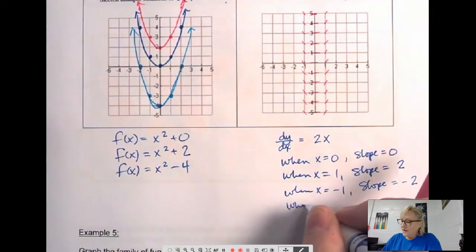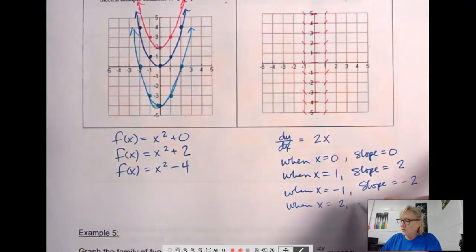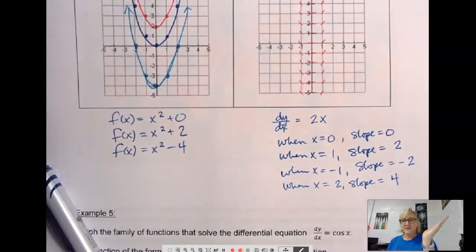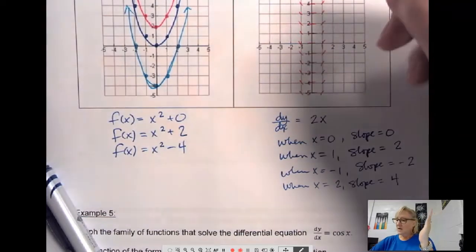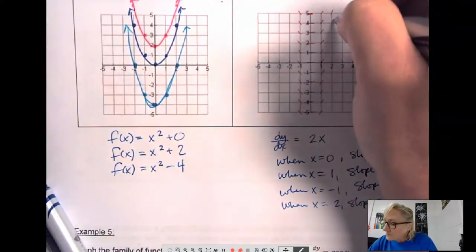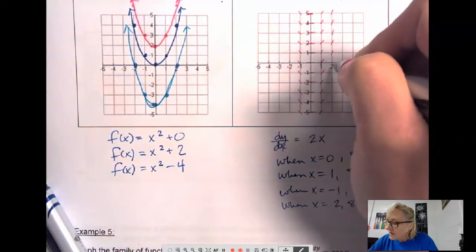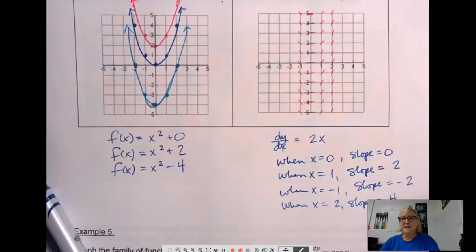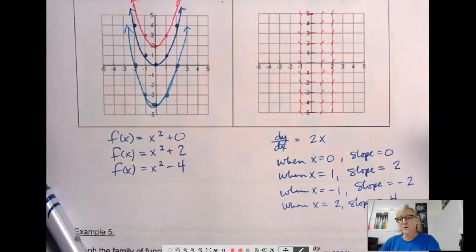When x is 2, 2 times 2 is 4, so that gives me a slope of 4. Now 4 is still a positive slope, but it is steeper than a slope of 2, so I'm going to try to visually make it look steeper, all up and down where x is 2. So I'm making a visual representation of what a line with a slope, or rise over run, of 4 over 1 would be.